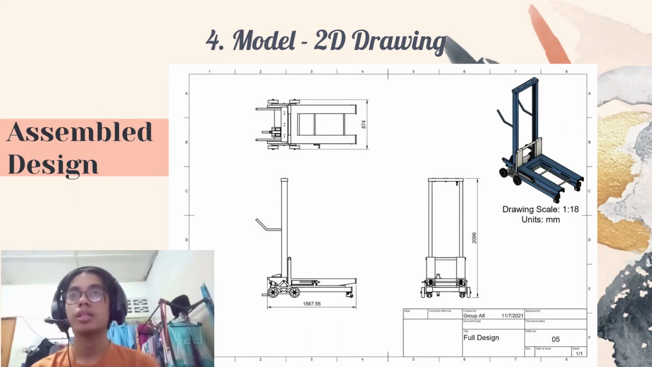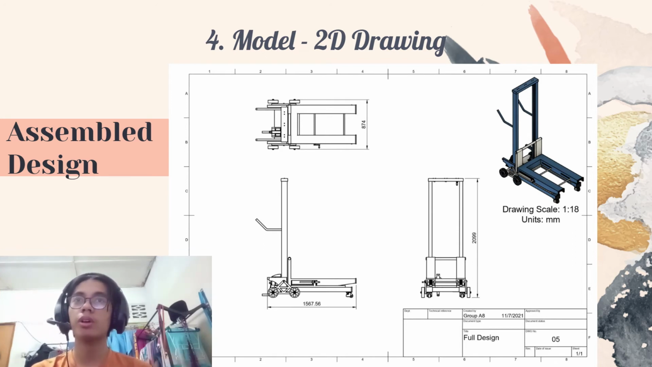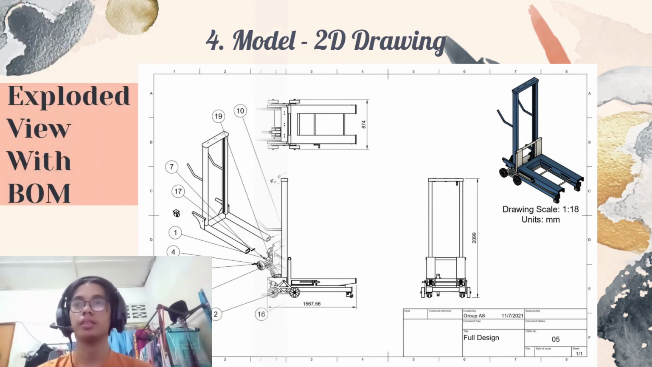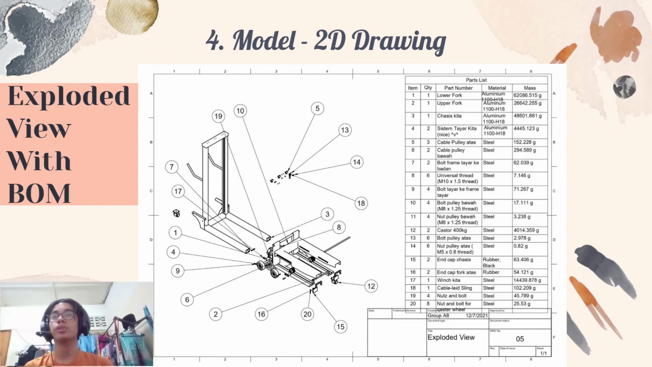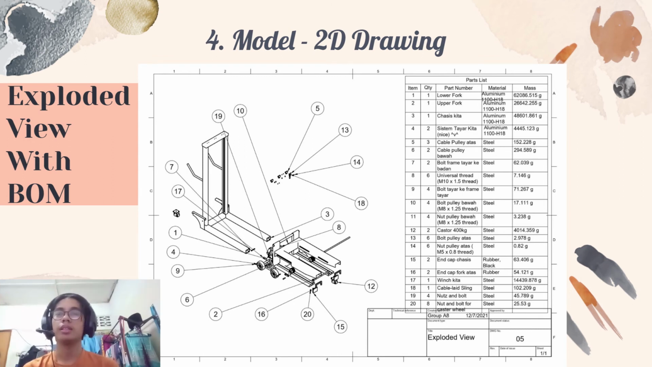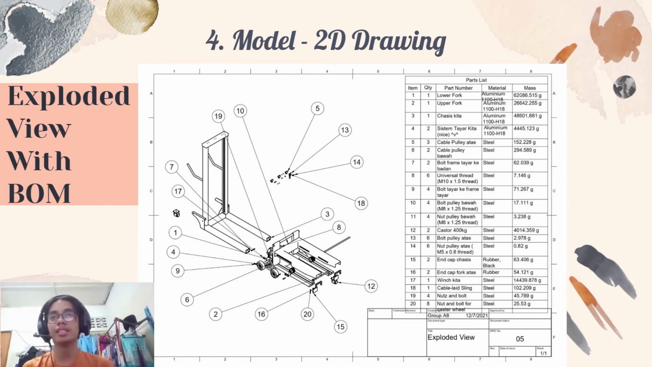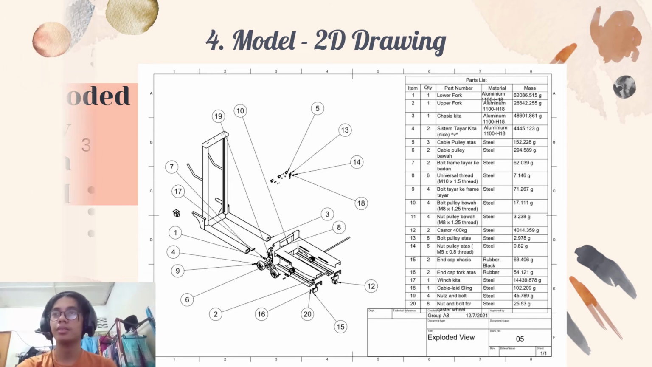Okay, after that we have our assembled design. In the assembled design, we put together our design when we draw it in 2D form so that we can see the full view of our design in 2D. And finally, we have our exploded view with the bill of material. This is our exploded view of our drawing. And on the right side of our drawing, we have the bill of material, which consists of a lot of parts that help make our design fit snugly. And that's all from me.